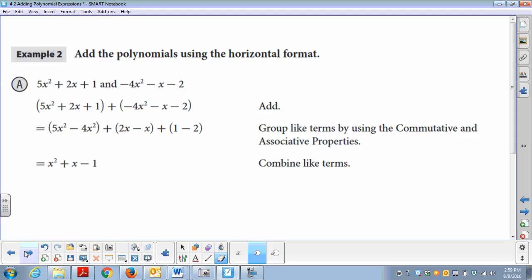Okay, let's take a look at example 2. Now, this time we're using the horizontal format. We're still going to group together like terms, but we're doing them horizontal. So, in our first example here, we've got 5x squared plus 2x plus 1 plus negative 4x squared minus x minus 2.